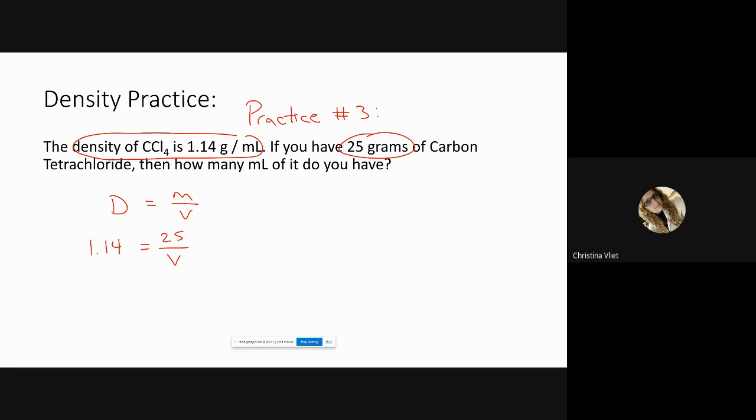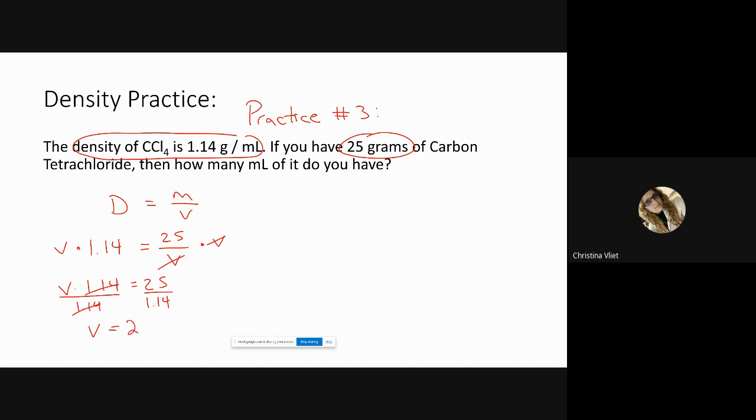And we do that by multiplying both sides by V. It's the same thing as what we would call multiplying by the reciprocal. You cancel out the V on the right side, and you've got this right now. Then what do we do? Divide by 1.14. You end up with this. If you understand this process, then this is what you should use to solve. 25 divided by 1.14, and that gives me 21.9.